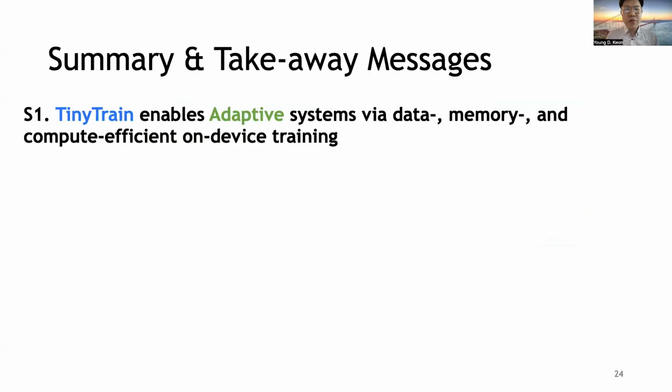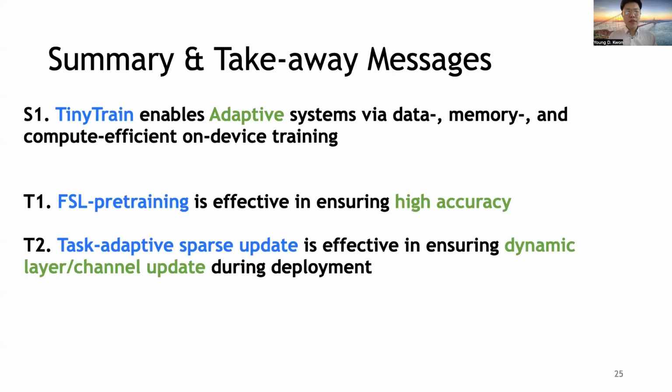Lastly, here's the summary of our work. TinyTrain enables adaptive systems through joint optimization of data, memory, and computation that allows efficient on-device training. And as our takeaway messages, first, few-shot learning pre-training is effective in ensuring high accuracy because it explicitly copes with data sparsity issues. Second, task-adaptive sparse update is effective in identifying important layers and channels on the fly, thereby ensuring dynamic layer and channel update during deployment.